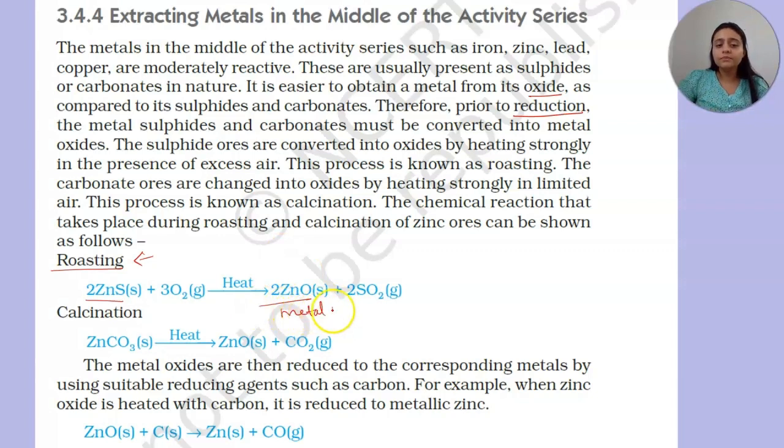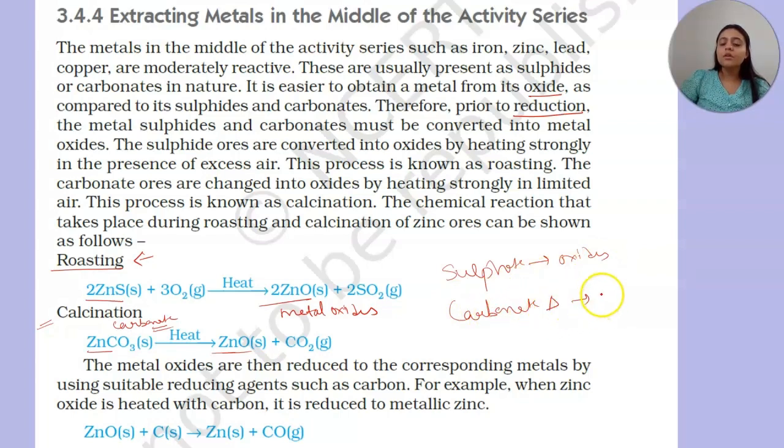Okay. And whenever the metal is present in the carbonate form, we further heat it. All the metal carbonates are heated in order to form the metal oxides, and this process is known as calcination. Always remember, sulfides converted into oxides is known as roasting, and whenever a carbonate is heated up and converted into an oxide, it is known as calcination.